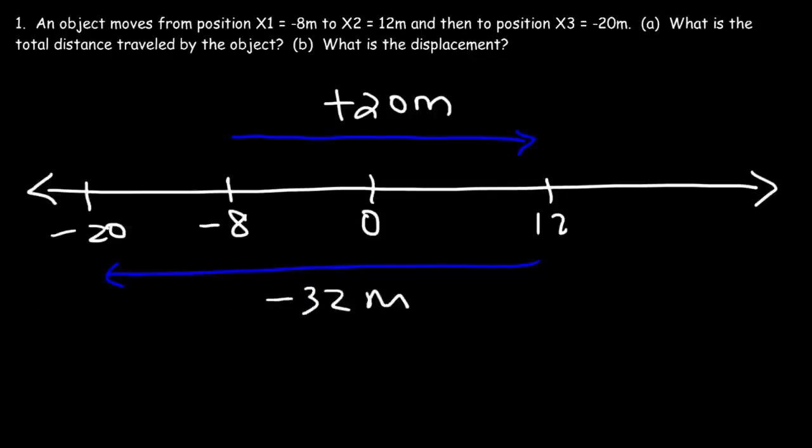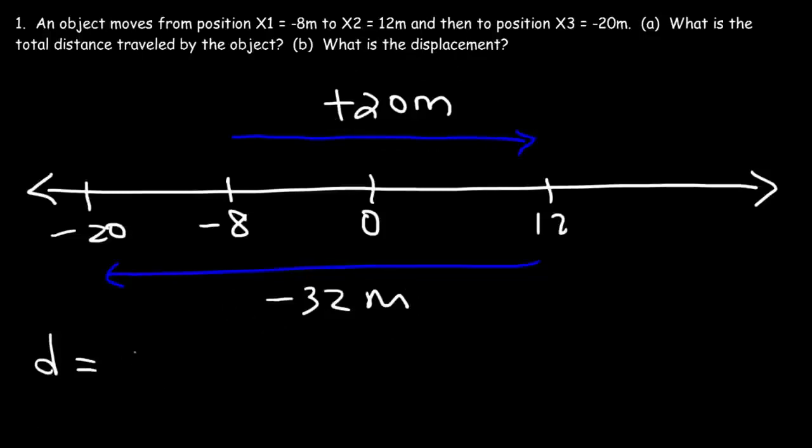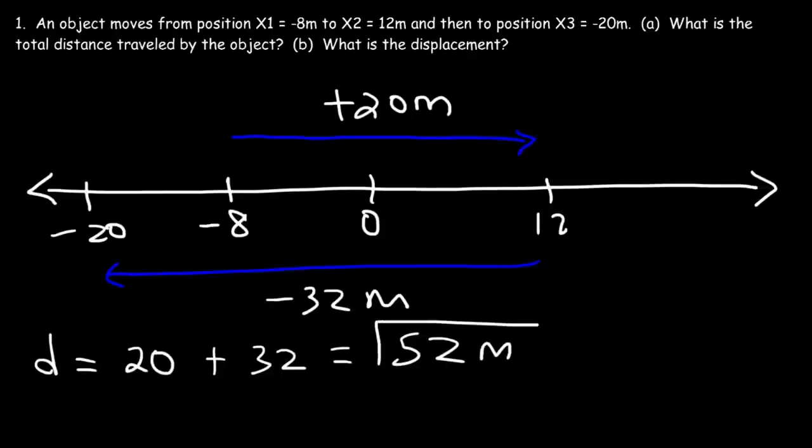So now, how can we use this information to find the total distance and the net displacement for the entire trip? To find the total distance, simply make everything positive. He traveled 20 meters to the right and then 32 meters to the left. So when dealing with distance, everything is positive. So the object traveled a total distance of 52 meters. It's 20 plus 32. Distance is always positive.